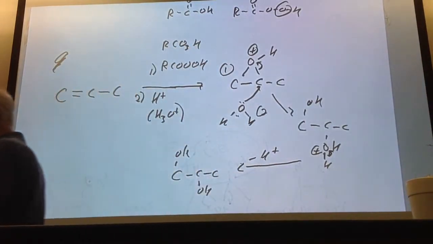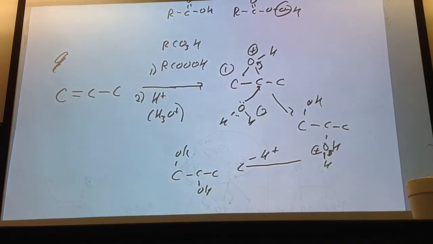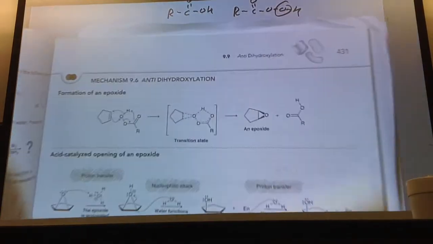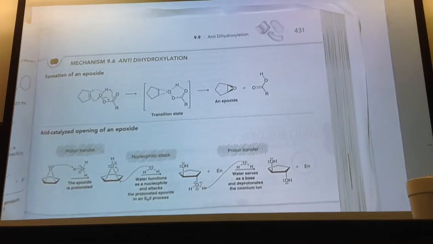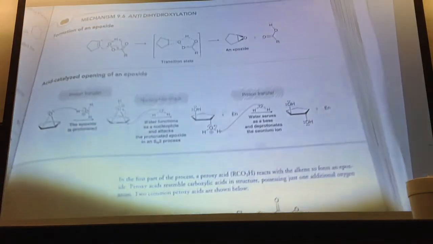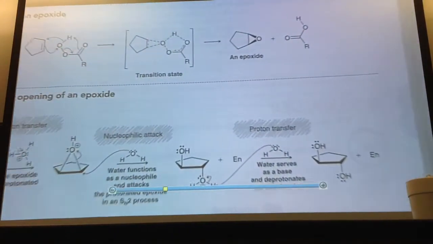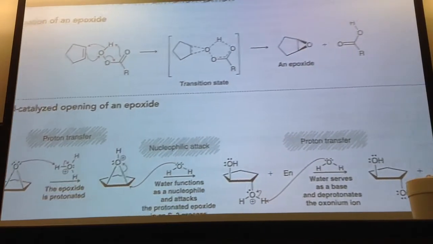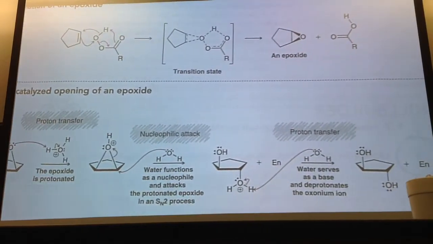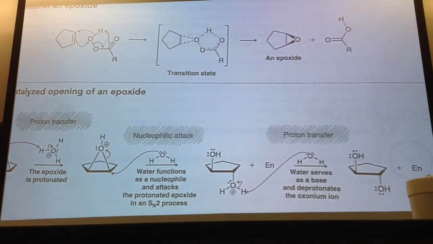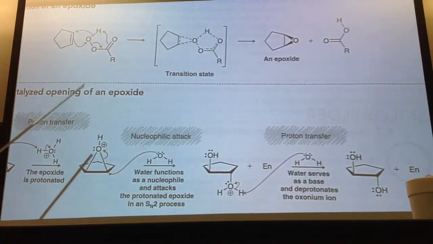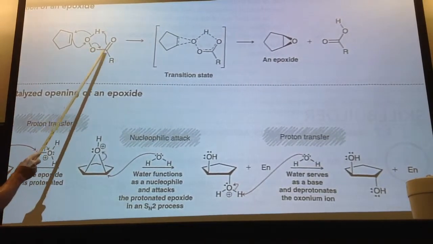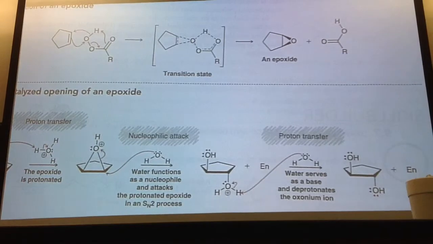How does a peroxycarboxylic acid form what's called an epoxide? So that's shown on page 431. And it also actually shows everything, more or less, on 431. So here's an alkene. It's a cyclic alkene. It's cyclopentene. And here's your peroxycarboxylic acid. This R can be just about anything.